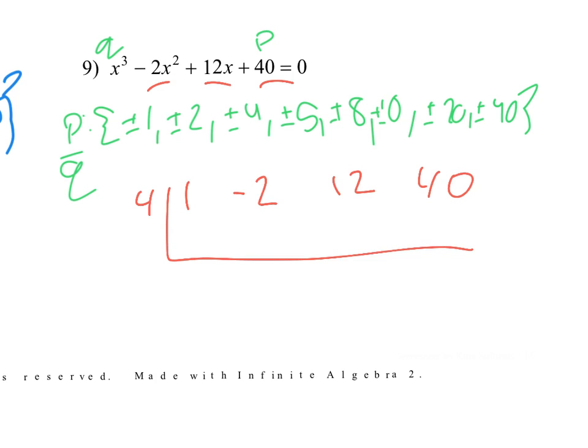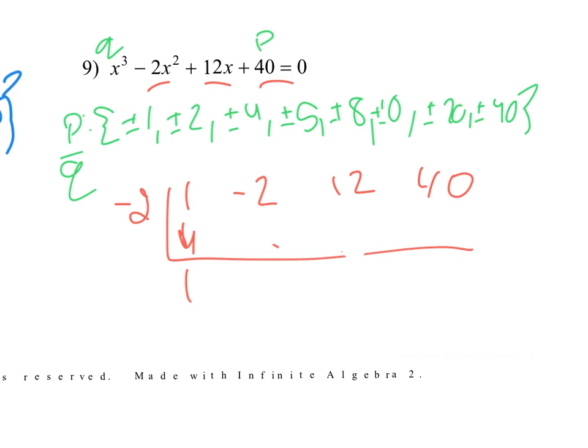Okay. Well, I still like the idea that they're all even. So why don't we try a 2? You bring down the 1. You get a 2. You get a 0. You get a 2. You get a 14, and I'm not going to get 40. So positive 2 doesn't work, but why don't we try -2?